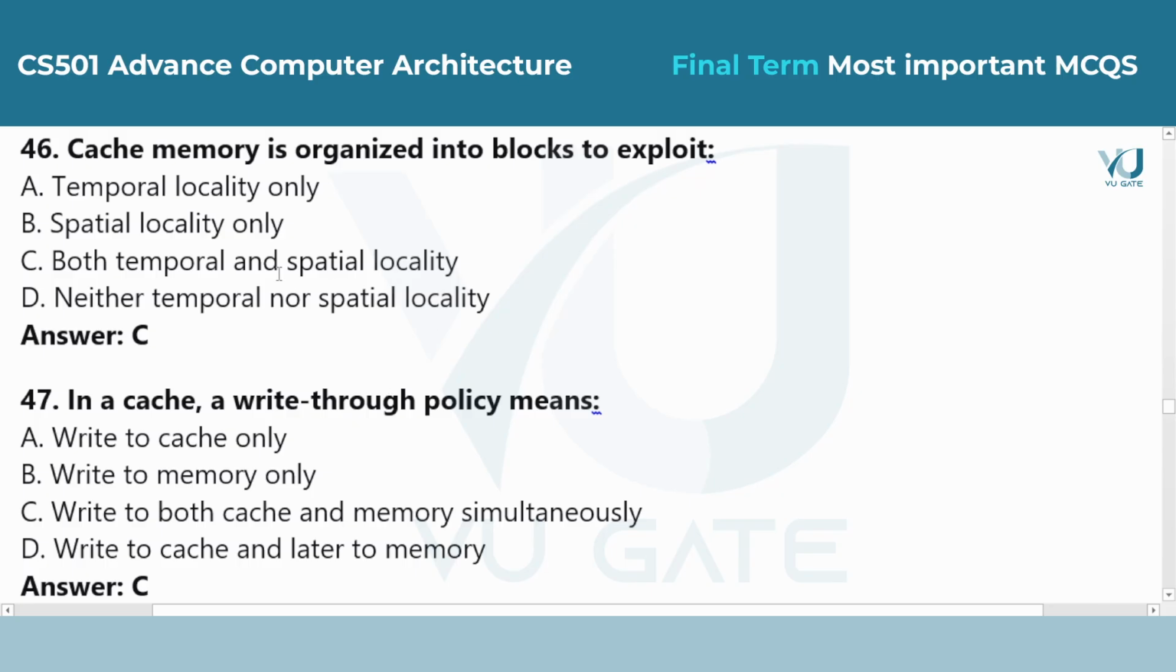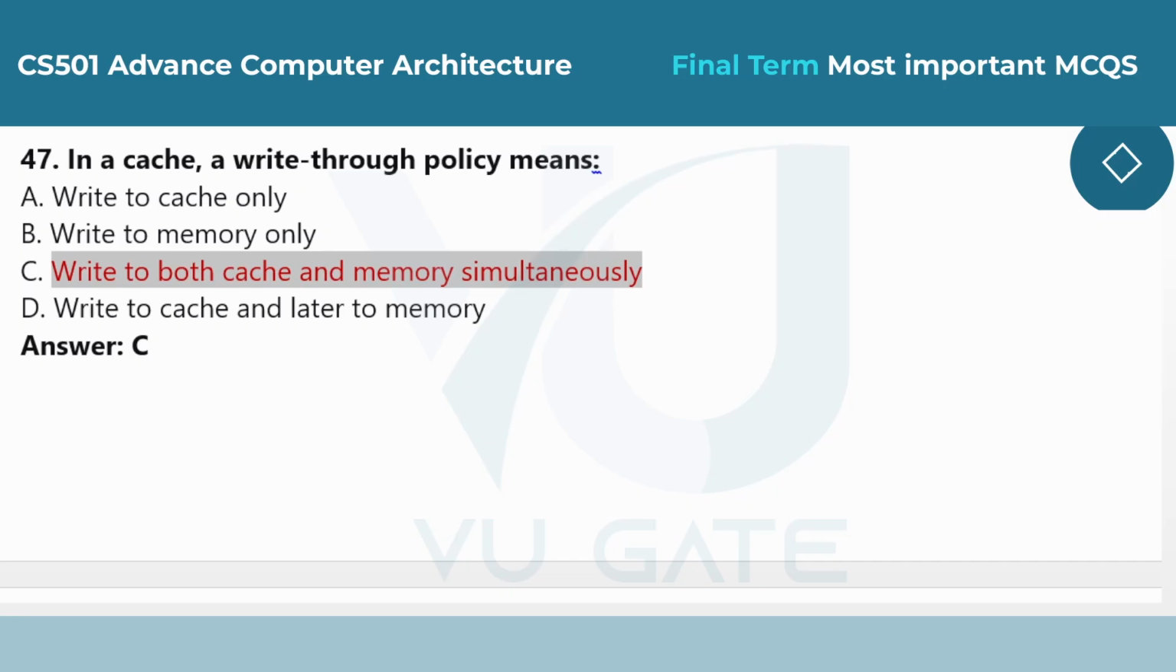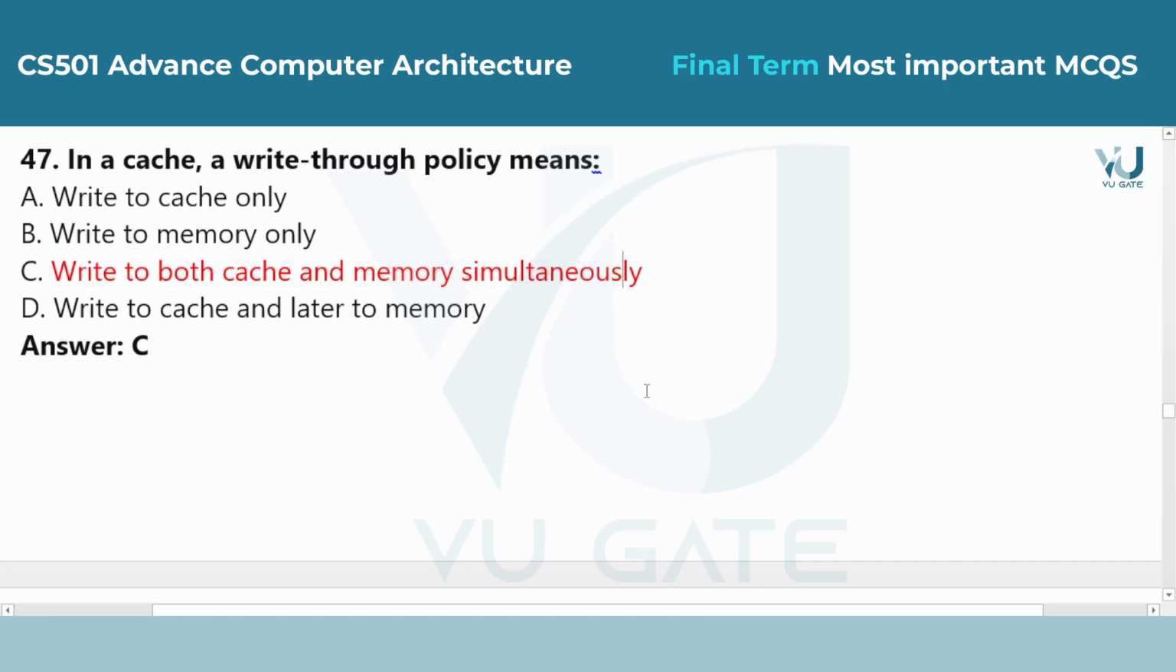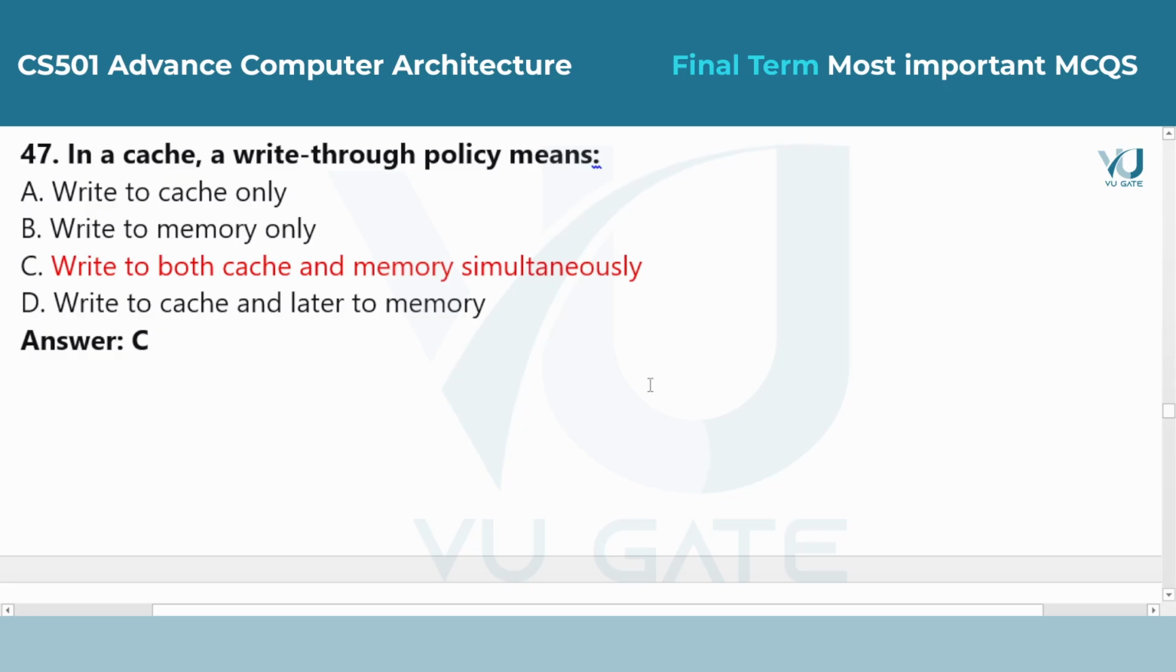Answer: C, both temporal and spatial locality. Concept: organizing data in blocks ensures that nearby data is brought into the cache together. 47. Question: in a cache, a write-through policy means? Answer: C, write to both cache and memory simultaneously. Concept: this ensures that main memory always has the most up-to-date copy of the data.